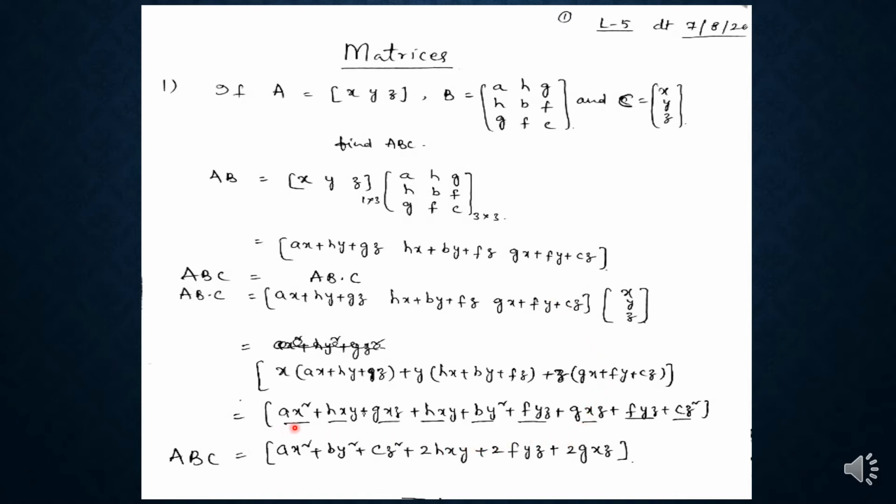So that can be written as ABC is equal to AX square plus BY square plus CZ square, plus HXY plus HXY, that is 2HXY, plus FYZ plus FYZ, that is 2FYZ, plus GXZ plus GXZ, that is 2GXZ. So the multiplication of these three matrices ABC is equal to AX square plus BY square plus CZ square plus 2HXY plus 2FYZ plus 2GXZ. This is the result of ABC.